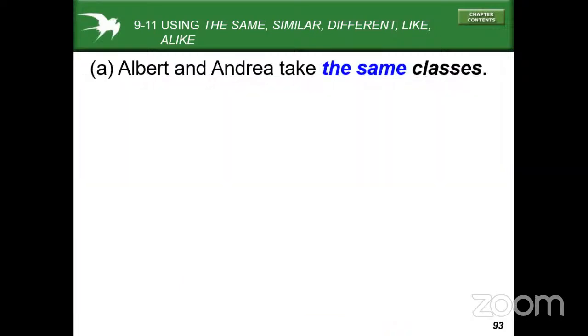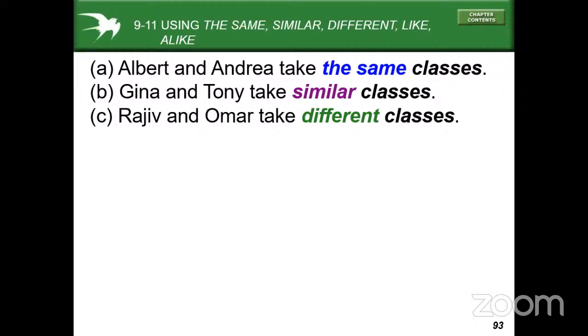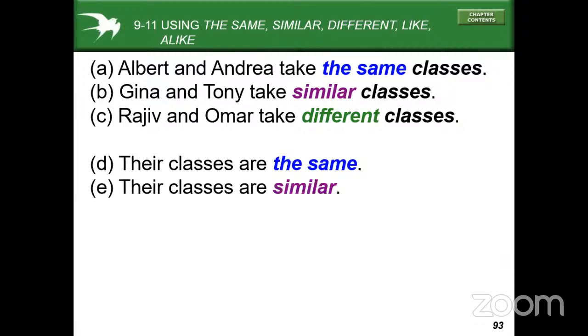How about this one? Albert and Andrea take the same classes, and Gina and Tony take similar classes, for example. Rahib and Omar take different classes. So using similar, different, alike, right? Their classes are the same. Their classes are similar, it's possible to say. Their classes are different.